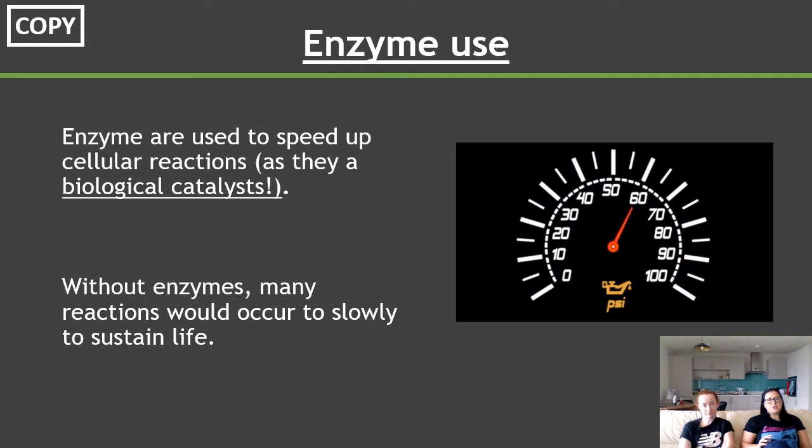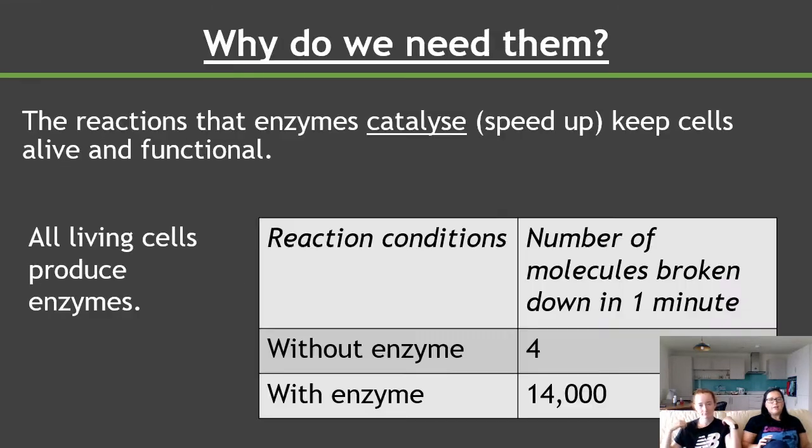Okay, so enzymes are used to speed up cellular reactions because they're biological catalysts. Without enzymes, most reactions in life would occur too slowly to actually sustain life. Now, this is the reason why humans, for example, are so fussy about temperature. Our body temperature has to be 37 degrees Celsius. That's because that's the best working temperature for most of our enzymes, and that keeps us alive. So the reactions that enzymes catalyze keep us alive and functional.